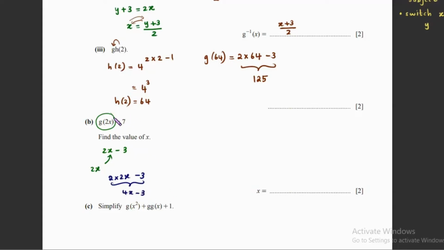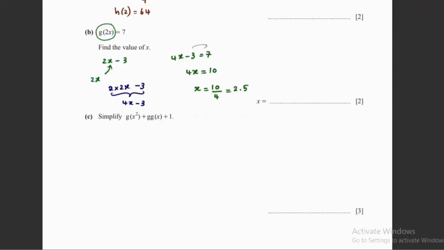This is equal to this 7 that we have here. So then I can say 4x minus 3 is equal to 7. Now I need to find what x is. Take the minus 3 to the other side, that becomes plus 3. So 4x is equal to 7 plus 3, which is 10. Then I need to divide this 10 by 4. When I divide 10 by 4, I end up getting 2.5. So this 2.5 is the value of x.